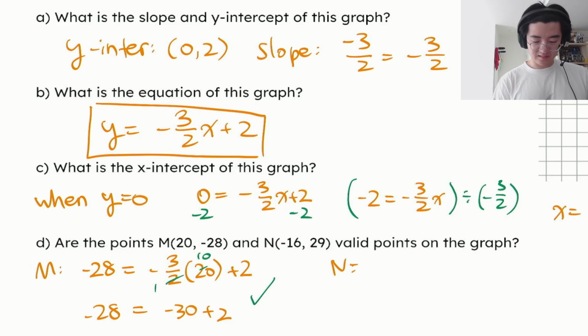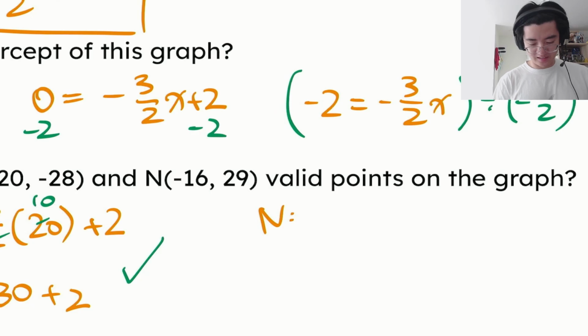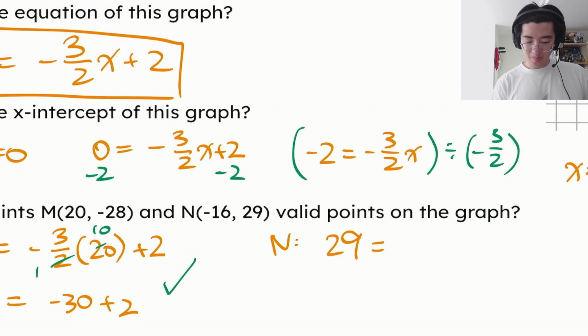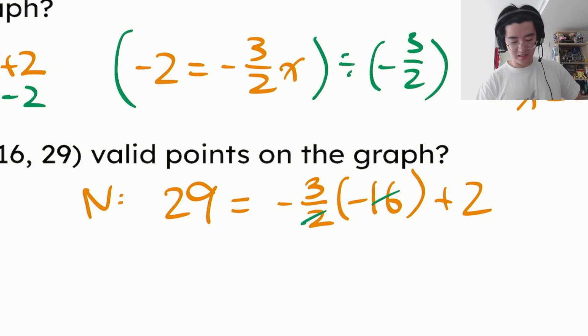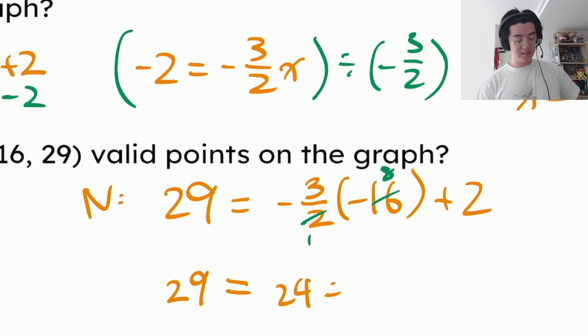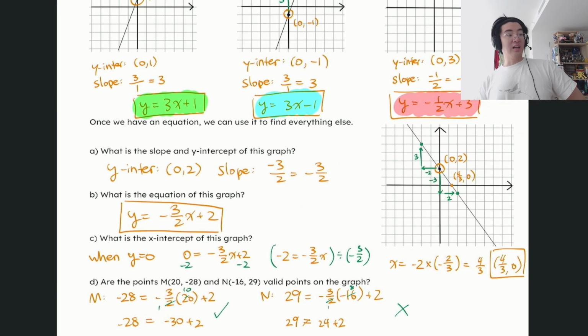Let's check the other one here, N. You can probably guess it. If I'm giving you this, it's like, oh, are those valid points? Chances are the other one is not valid, is it? But we'll check anyways. Right, we plug it in. 2 and 16 gets reduced to 1 and 8. Alright, so it's positive 24 plus 2. And as you can see here, those are not equal. So N is not a point on this graph. Alright, so yeah, we just have to plug the points in to see if these actually make sense.